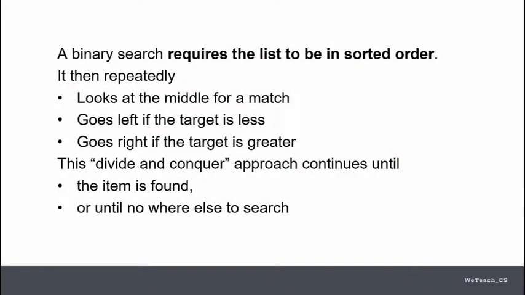Now that you've seen the binary search in action, let's take a closer look. The most important thing to understand is that the list must be in order for this process to work effectively. The idea is, of course, to look at the middle to see if you have a match. If you don't, you go to the left if the target is less. Otherwise, you go to the right. And you keep doing this until you find the item or there's nowhere else to look.